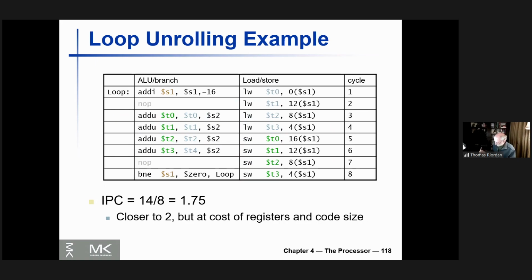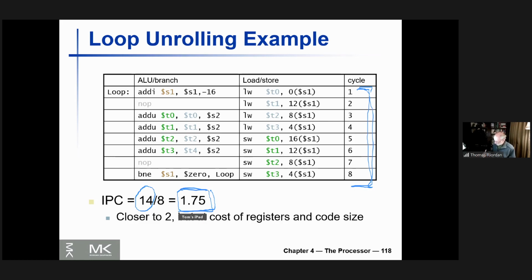So you can look at this piece of code and you can see that by renaming the registers and replicating the code 4 times, we now get this. We get done in 8 instructions, count them 1 through 8 here. He's counted them for us. We get done in 8, what would have taken 14. And so we get 1.75.